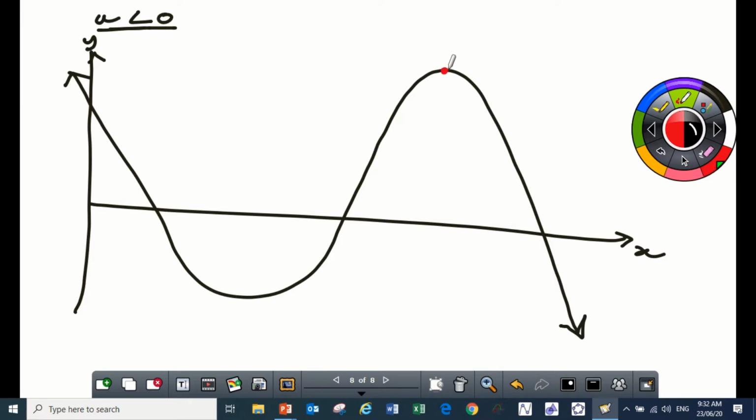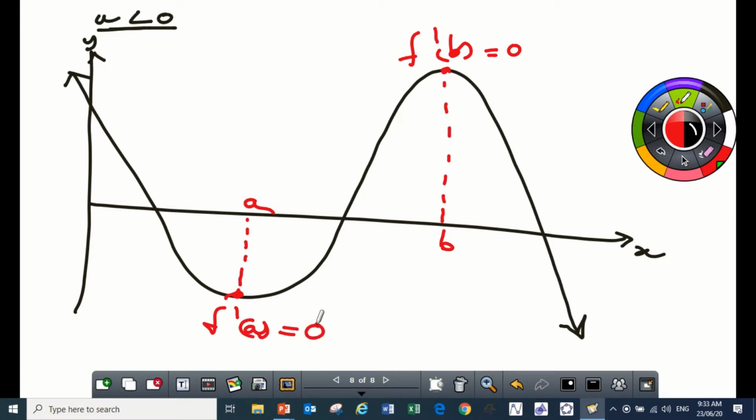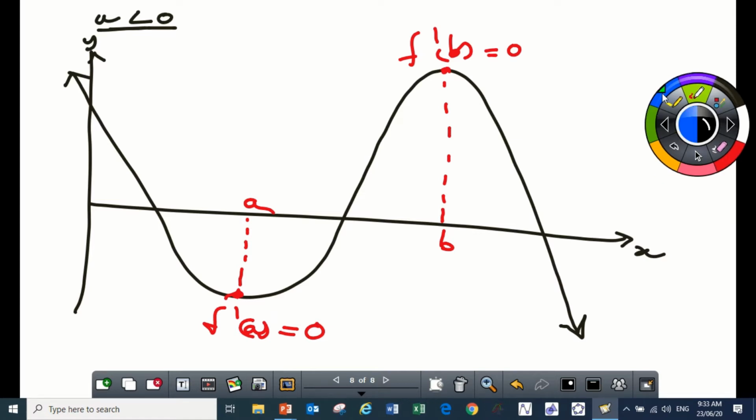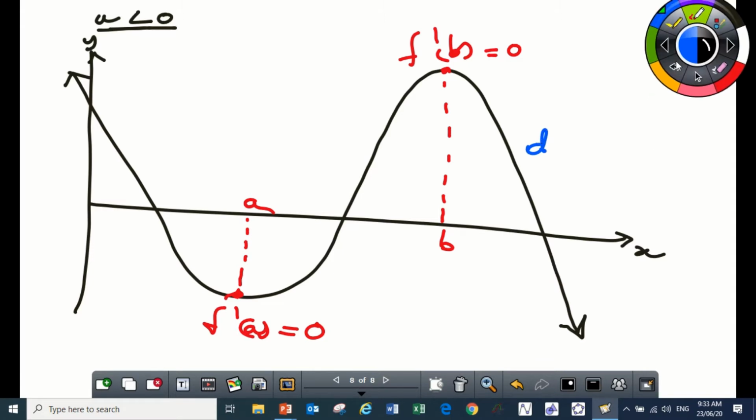Right? So I have my two turning points. That's A, and call that one B. Okay, so here f prime of b will be equal to zero, and here f prime of a will be equal to zero. Okay, and the function is going to be decreasing to the right hand side of the maximum turning point. It will be decreasing, which means the first derivative will be less than zero.